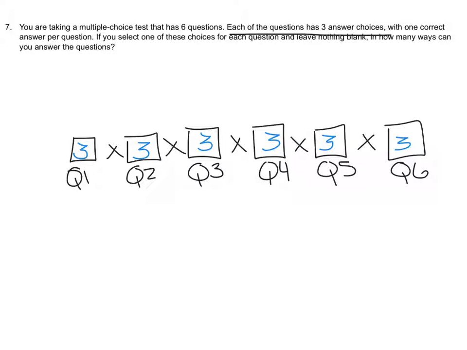So there's 3 different ways to answer all of these questions. Now to find the total number of ways, I'll just multiply 3 to itself 6 times. So 3 times 3 times 3 times 3 times 3 times 3 gives me 729. Therefore, we can answer the questions 729 different ways.